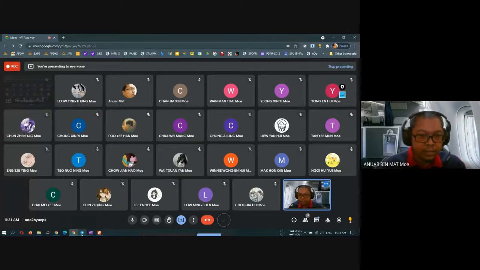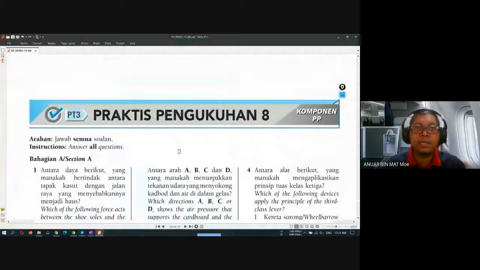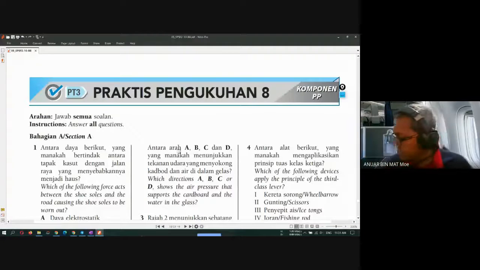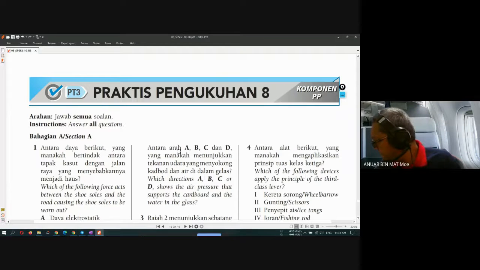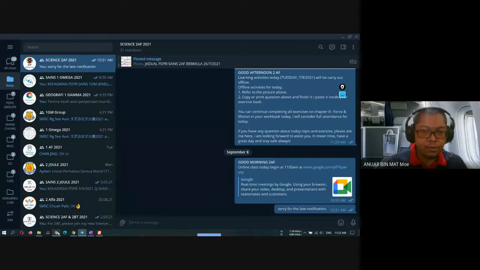For discussion on practice pengukuhan 8, I will give the answer on the Telegram, for you to self-check whether your answer is correct or not. Is it okay? And teacher, if you have any question about the questions in this workbook, practice pengukuhan 8, you can ask me on the Telegram. Okay, so now it's 11:32 in the morning, so I will end the class here.